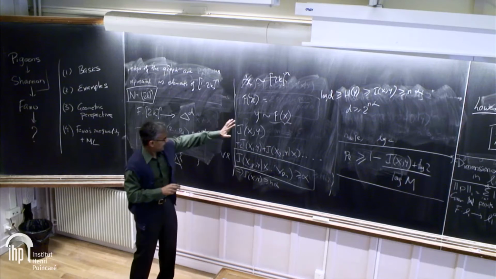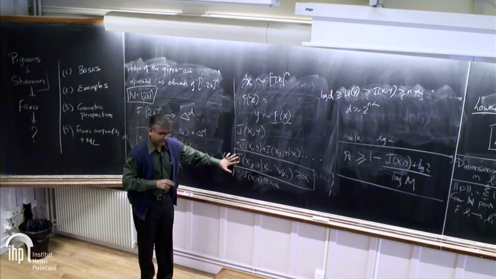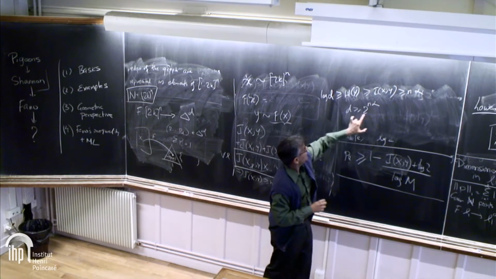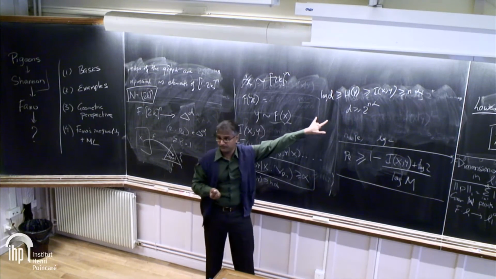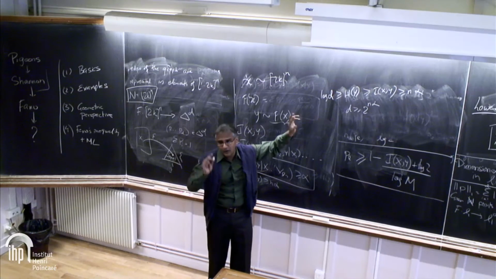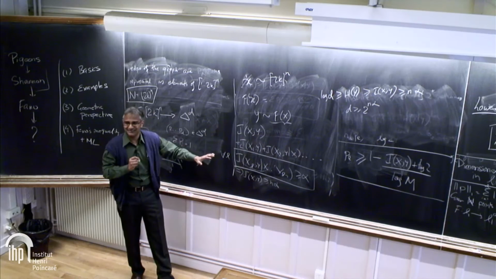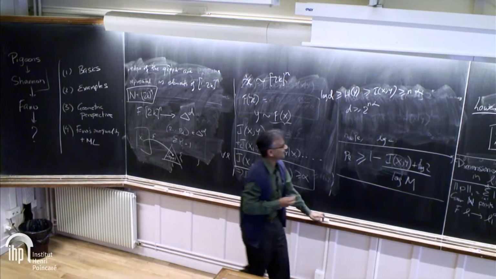So again, if I can get this to be shown for any L, then by plugging all this in, I'll get the lower bound on d that I want. So all I need to do is to show this bound here. Okay. All right.